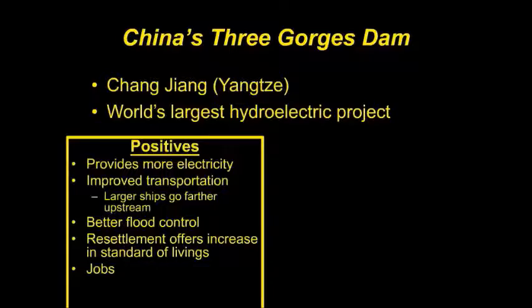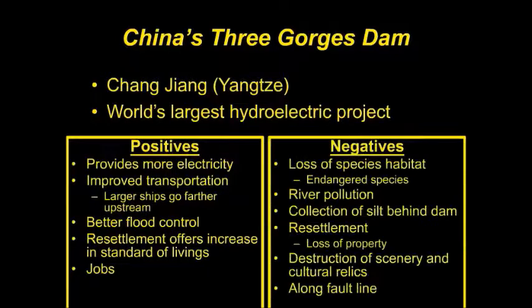Further, a lot of people who were removed from a particular area when their town was flooded were provided resettlement offers that actually helped to increase their standard of living. So resettlement was seen by many as a way to actually improve their way of life, improve their wealth. Further, speaking of increasing wealth, this provided a lot of jobs. This is a massive project in terms of its construction.